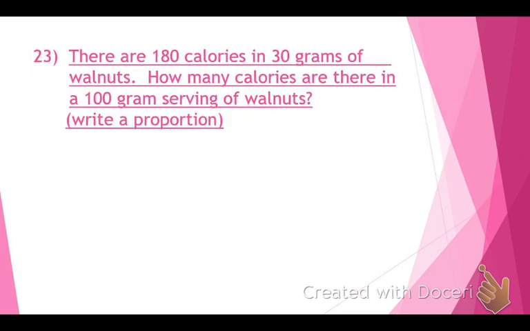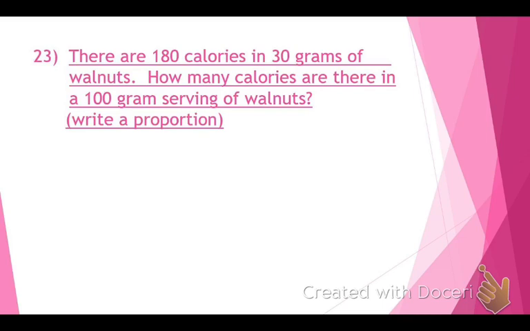For the next problem, it gives us a story problem. It says there are 180 calories in 30 grams of walnuts. How many calories are there in a 100 gram serving of walnuts? It asks us to write a proportion. Do you guys remember what a proportion is? Yeah. It's two fractions that equal each other, okay? So we're trying to come up with two fractions that equal each other.